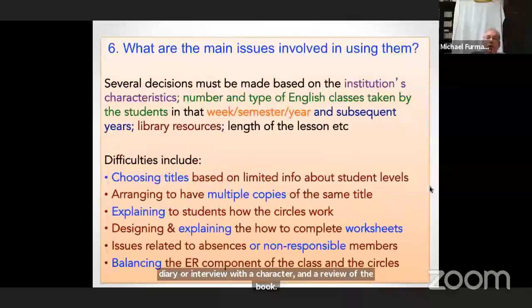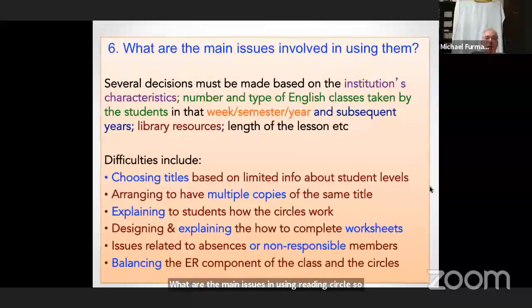Okay, what are the main issues in using reading circles? You've got to make some quite difficult decisions in your institution based on how many English classes you have, what you perceive as the weaknesses of the students, the strength of the library, and so on. Other difficulties are choosing titles based on limited information about student levels. I've been doing it for 12 years. I know our student levels.